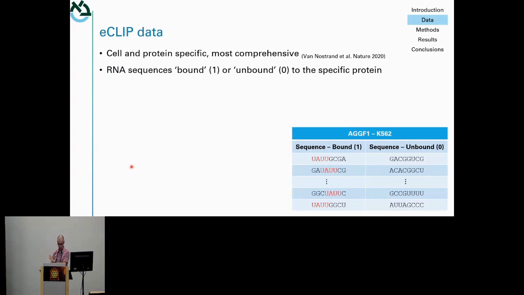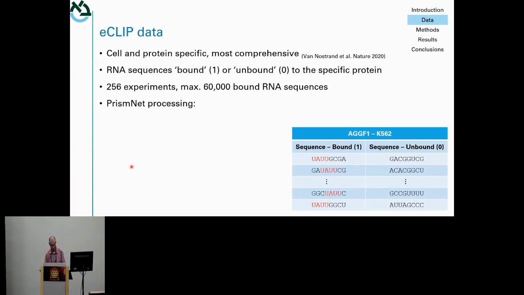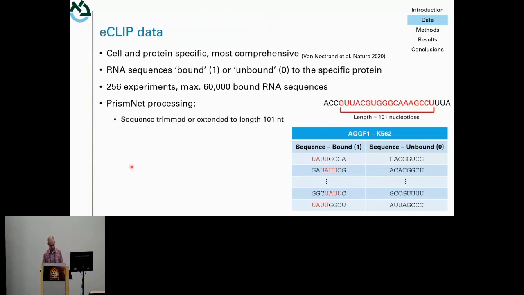Again, we are solving a binary classification problem. There are 256 experiments, where the largest one included around 60,000 bound RNA sequences. We performed the same processing as was done in the PrismNet study. Namely, each binding site we trimmed or extended to 101 nucleotides, so that's the length of the sequences.